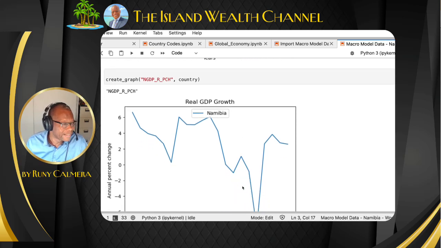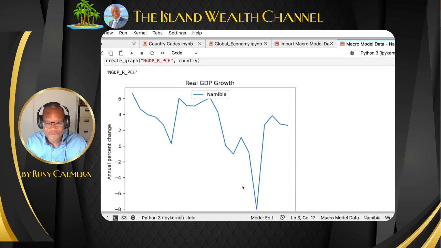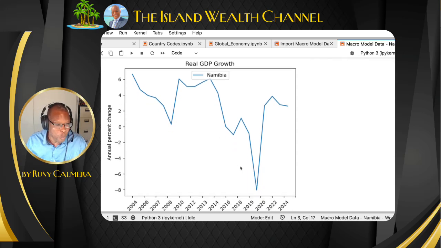So let me look at this real GDP growth. Have they been growing? Look at this. What happened during COVID? So Namibia was growing at 4%, and then suddenly they went down. This is the zero level. You don't want to drop here.